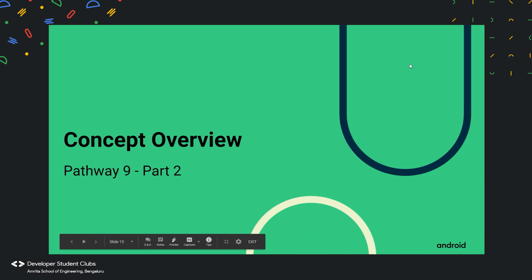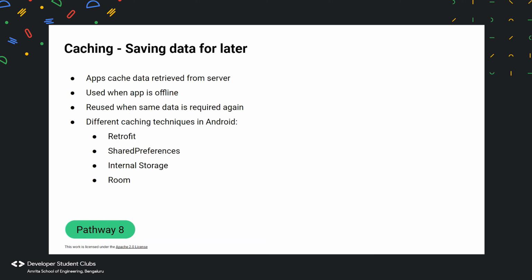Now we look at pathway 9. Caching is another concept that's useful for when working with data retrieved from the server or the internet. One case you could use this is when you want to show your data to someone on your app, but your app is offline, like their net is gone or they don't have a strong connection. In case they can't reach your data, they might close the app or not use it for a while. To prevent them from exiting the app just because it is offline, you could use something called caching, which is basically apps can cache or store data when it's retrieved from the server, and they can use that data when the app is offline or when the same data is required again without having to call the server each and every time they want to show the same piece of data.